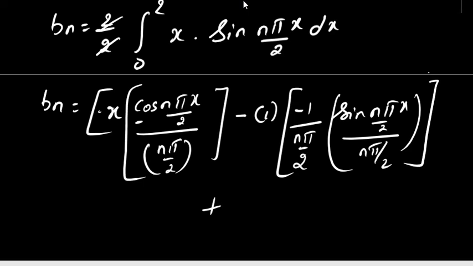Now continue. Alternate plus minus sign. First differentiation of x is 1. Second differentiation will become 0. So the next term will not exist. Now carefully simplify, and the entire limits are ranging from 0 to 2.